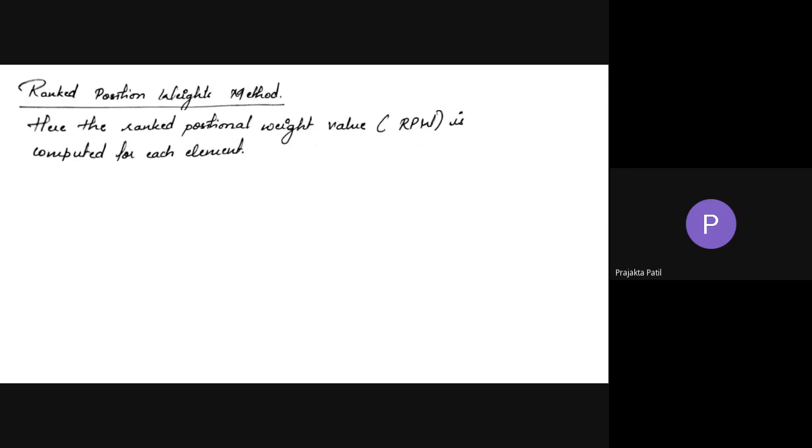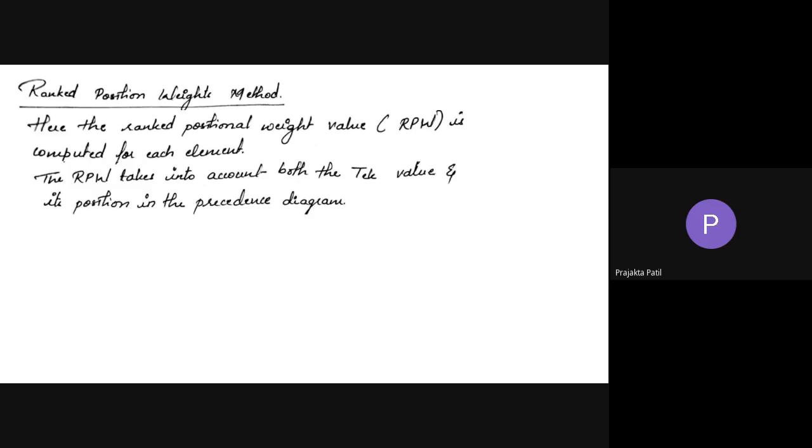So here the rank positional weight value is computed for each element. So there are these rank positional weight values that we have to calculate for every work element, and I will tell you how that can be done. This rank position weight takes into account both the Tek value and its position in the precedence diagram. If you consider the largest candidate rule, it only considers the Tek values when you arrange them in descending order, not taking the precedence diagram much into consideration. We just go on assigning the work elements based on the Tek values.